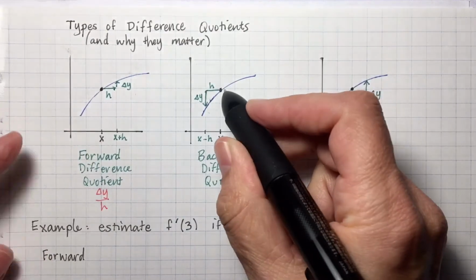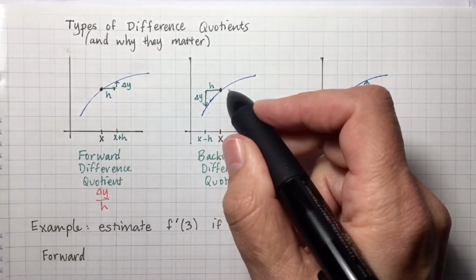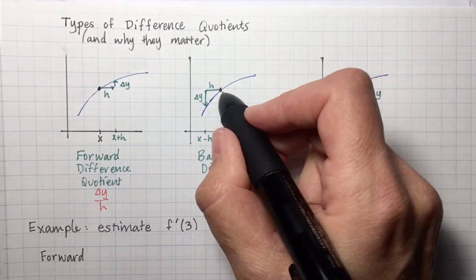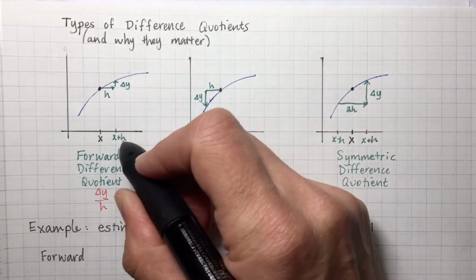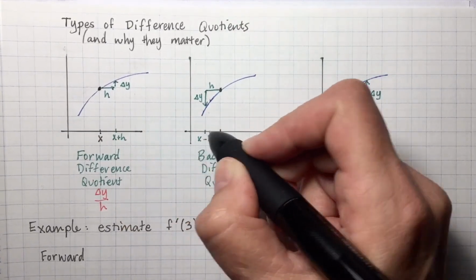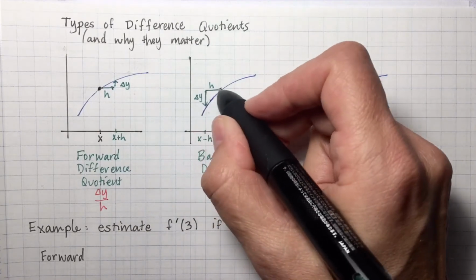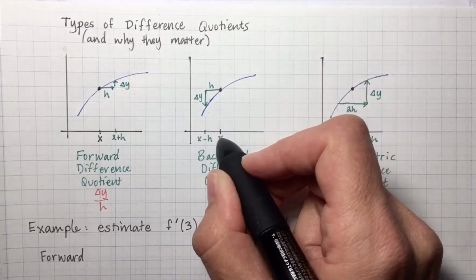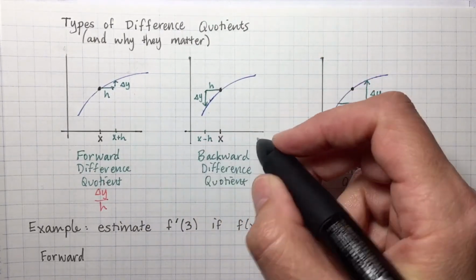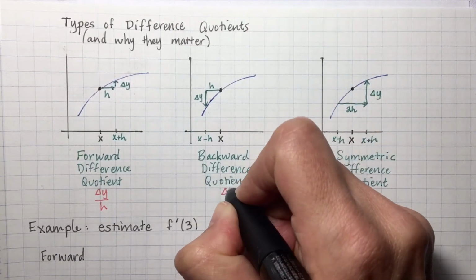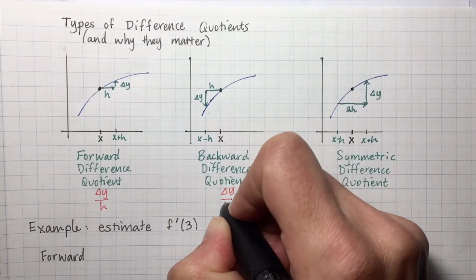Our second one, and this seems like a weird thing to do, but maybe it's just the information you have, instead of going forward some distance h, we could go backwards some distance h. But again, our slope between x and h away from x, even if we went backwards, is delta y, the change in y, divided by our h.